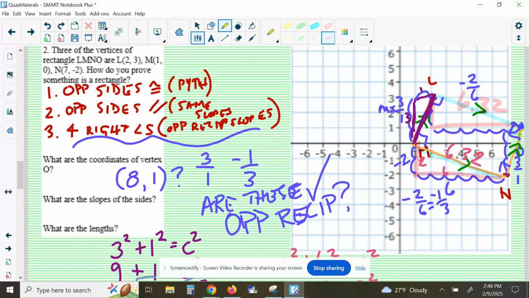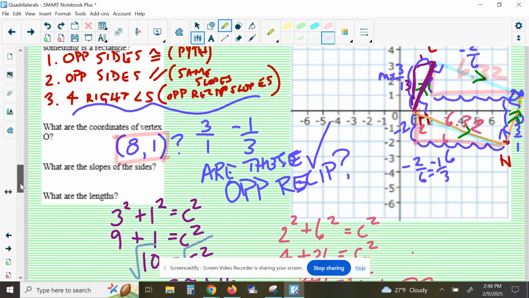2. Okay. So let's go back to our questions and see if we answered everything. It says, what are the coordinates of the vertex? And this is a beautiful answer. 8, 1 worked out for us. What are the slopes of the sides? So the slope of this side was 3 over 1. That side was also 3 over 1. And then the slopes of the top and the bottom were negative 2 over 6, which we simplified to negative 1/3. So we do have those answers. You can write them on your paper.